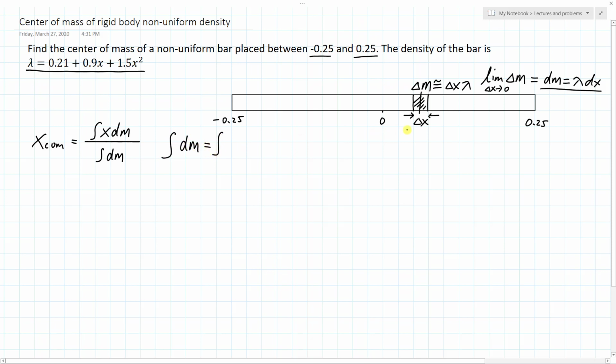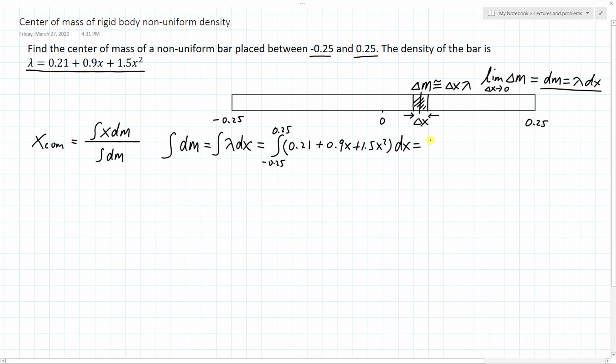Now we turn dm into lambda dx. So lambda dx, and that becomes, substituting the expression for lambda, 0.21 plus 0.9x plus 1.5 x squared dx. And we'll also put the minus 0.25 and 0.25 here, to specify the extent of the bar. Okay, so now we should be able to separate this into three separate integrations.